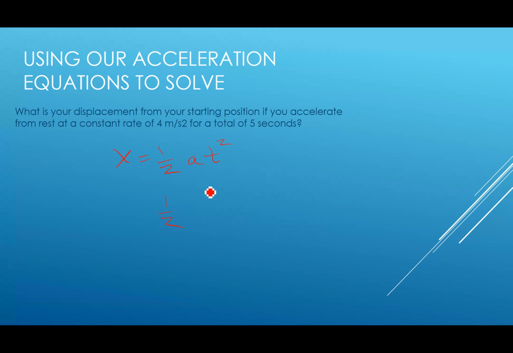So 1/2, I'm going in the positive direction, so 4 meters per second squared for 5 seconds. Now don't forget to square the time. That's very important because you'll get a wrong answer. So half of 4 is 2. 2 times 25 is going to be 50 meters as our answer. So our displacement is 50 meters from our starting position.